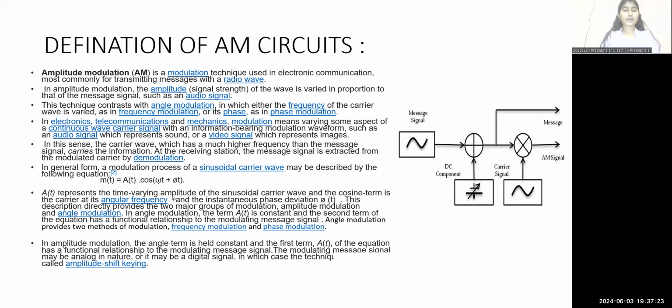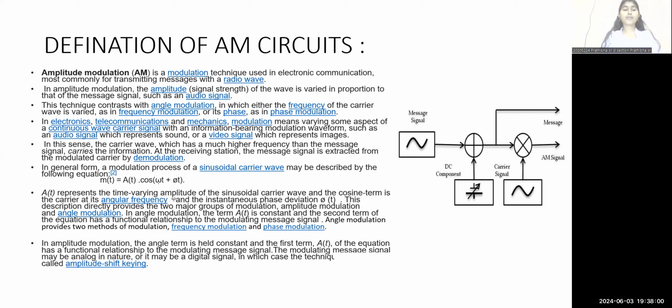In electronics, telecommunications, and mechanics, modulation means varying some aspects of a continuous wave carrier signal with an information bearing modulation waveform. These modulation waveforms may include an audio signal, which represents sound, or a video signal, which represents images or videos. In this sense, the carrier wave, which has a much higher frequency than the message signal, carries the information. At the receiving station, the message signal is extracted from the modulated carrier by demodulation.